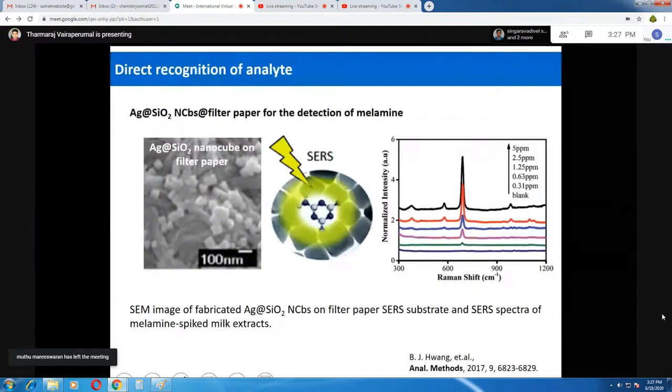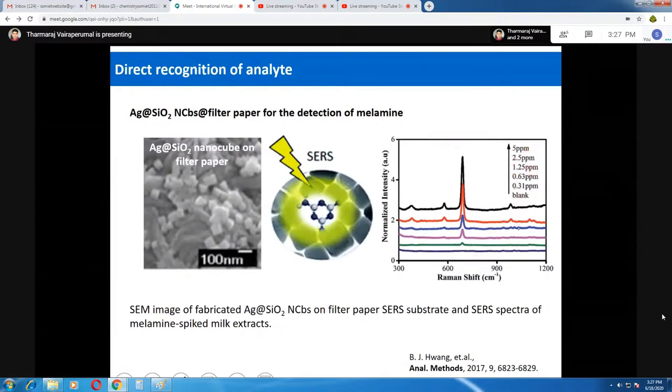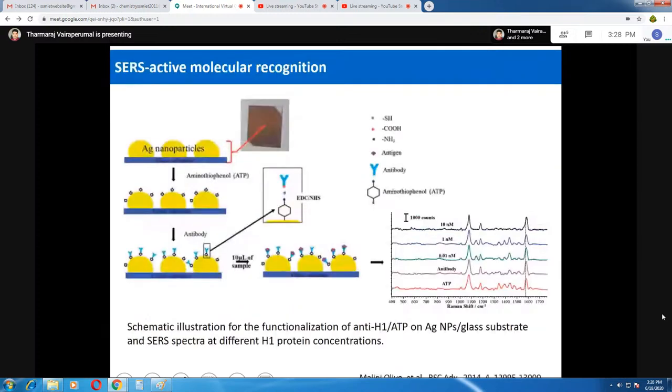Here, the Raman spectra show the signal changing with the concentration of analyte. So this analyte, melanin, is detected slightly, indicating that this kind of substrate is also sensitive for Raman. Then the next is active molecule recognition.